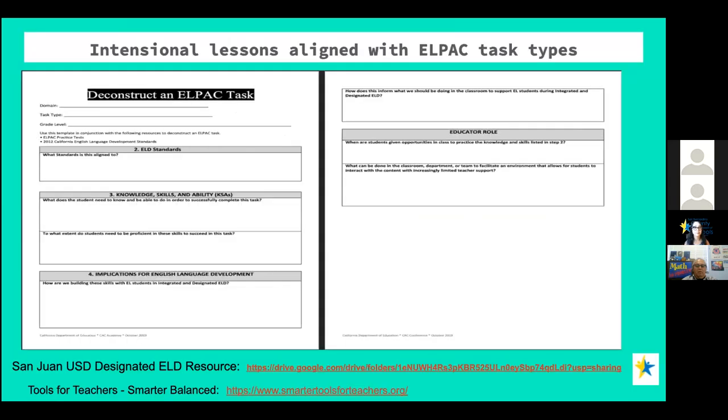We can go to the next slide. And as we're talking about this, we're getting our English learners ready for the LPAC. However that looks in your district right now, it may vary from district to district as they're working on things with LPAC. Creating intentional lessons aligned with LPAC task types. So this is what I was talking about with San Juan USD. In the drive, there are actual lessons on speaking, listening, reading, and writing in there. And then also Tools for Teachers and Smarter Balanced. There are actually lessons listed for you. It's amazing step-by-step lessons that you can use. If you haven't explored it, explore that link right there, the Smarter Tools for Teachers. It went live this summer, I believe.